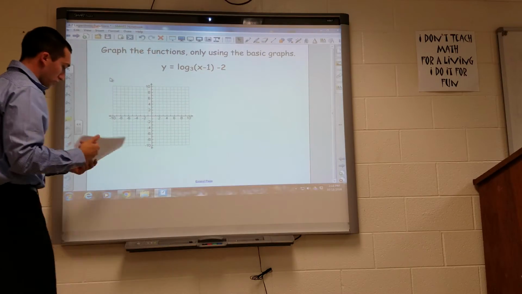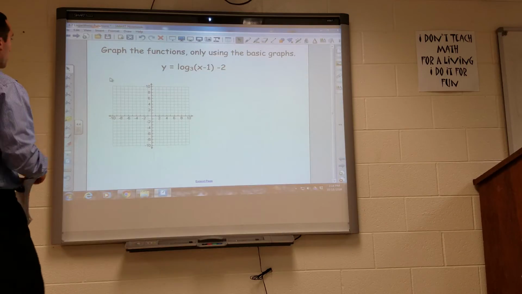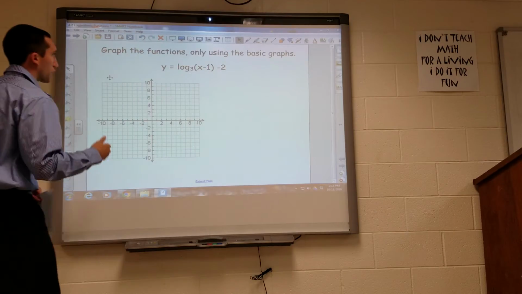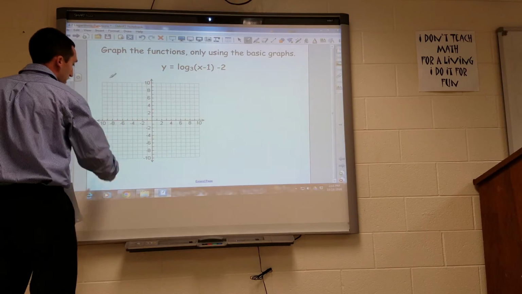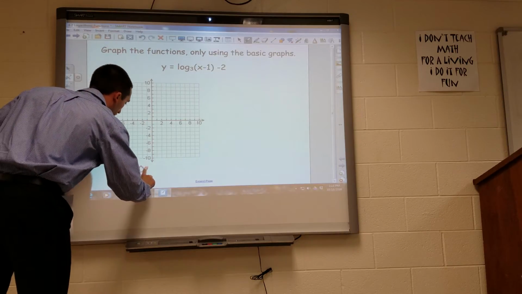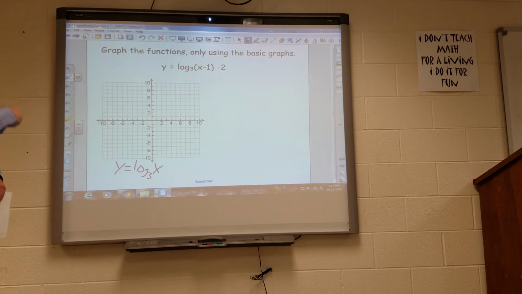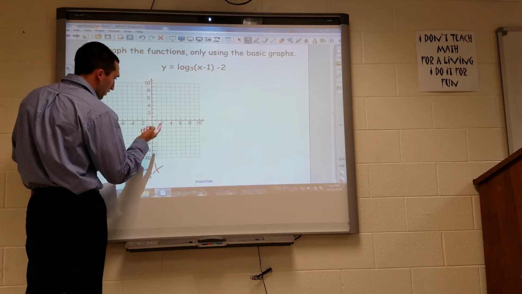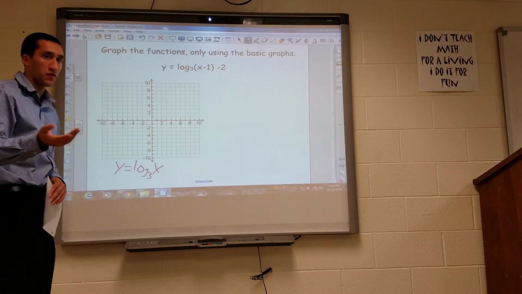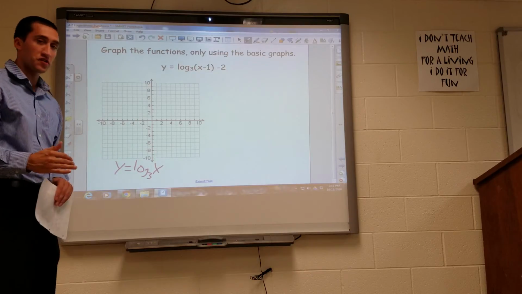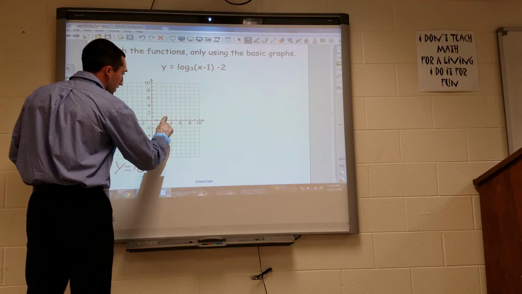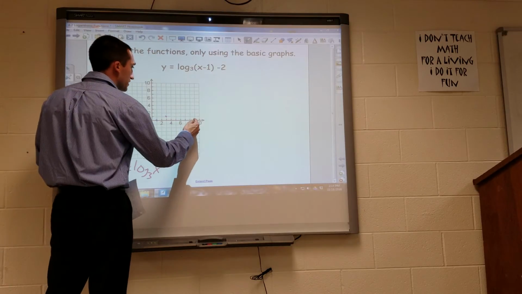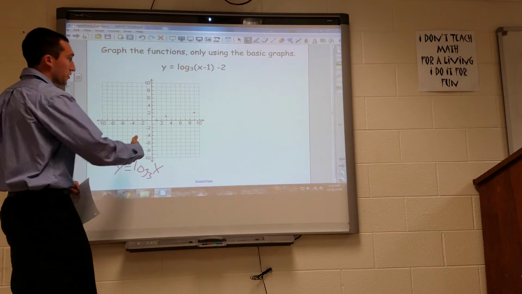I'll do the original graph first. Let's just say y equals log base 3 of x. As I was explaining in the previous slide, y equals log base 3 of x is going to go through (1, 0) instead of (0, 1) because I haven't shifted it yet. This is just the original. And at x equals 3, it'll go to a y value of 1. And when x equals 9, it'll go to a y value of 2, because 3 squared is 9.